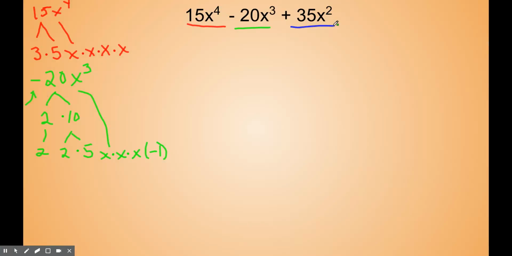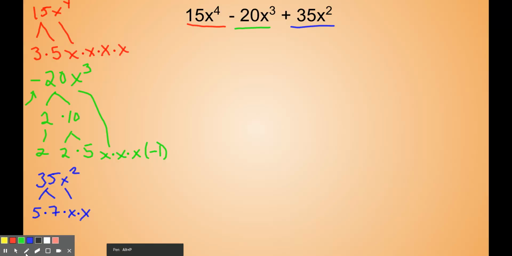Last, let's factor 35x squared. 35 can be factored as 5 times 7, both prime numbers, and x squared can be factored as x times x. Now that you have the prime factorization for each term, you need to determine what numbers are common. It looks like we have a 5 common to everything, so a 5, and a 5.